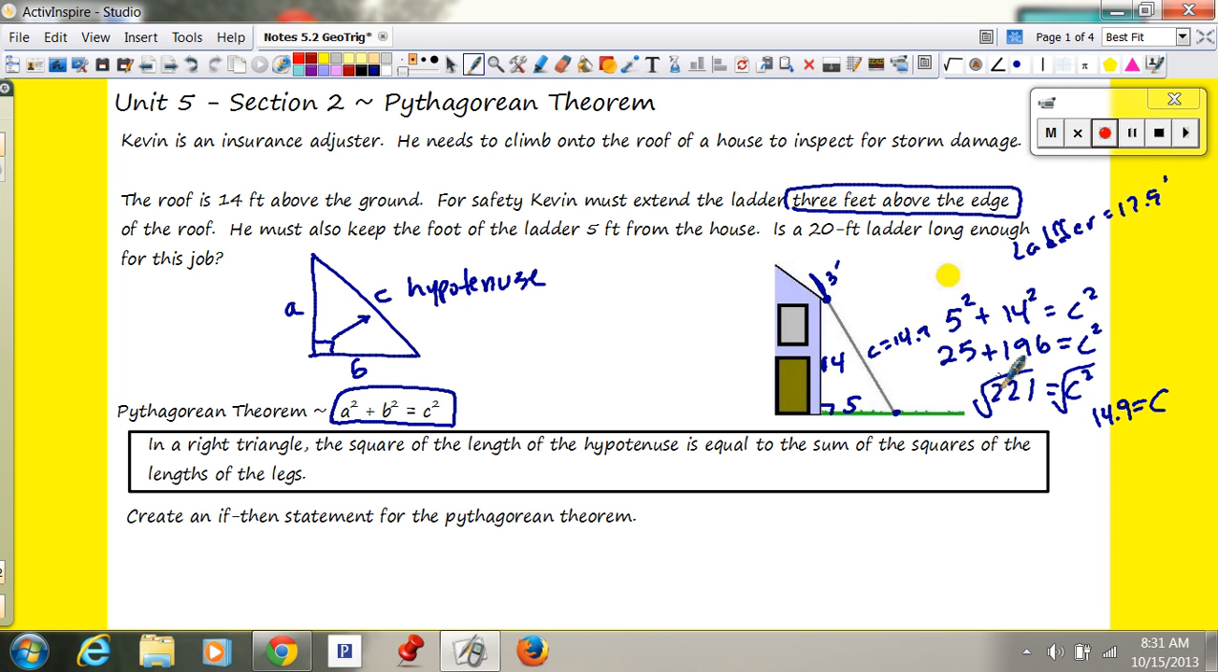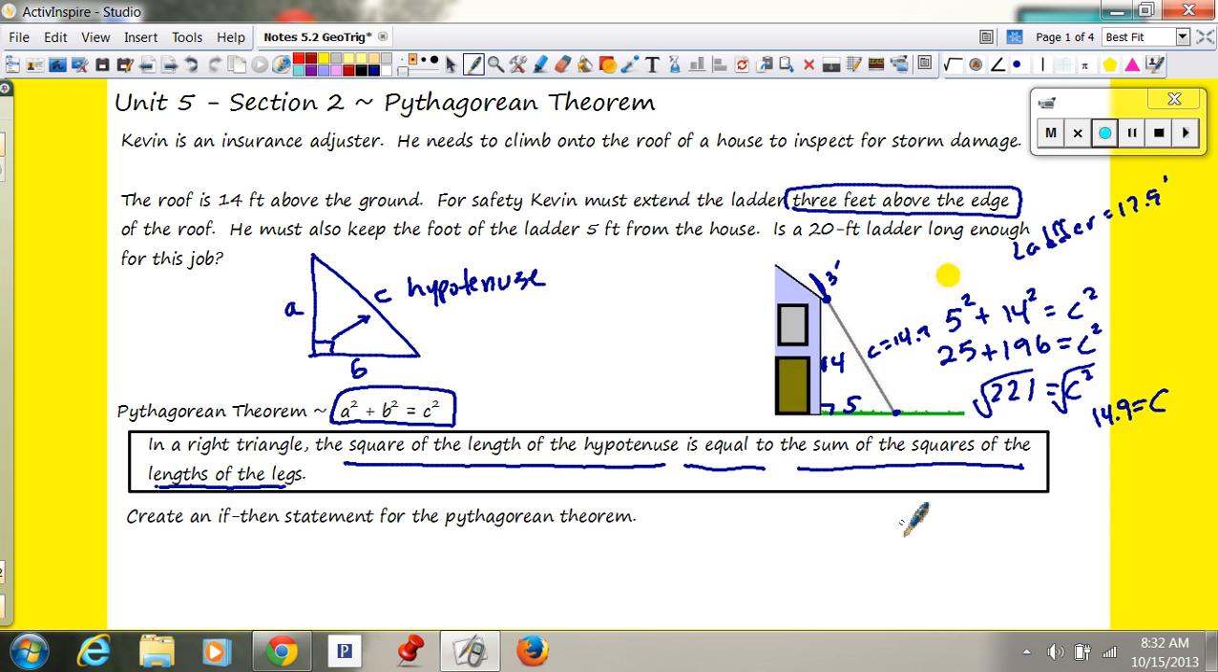Okay, so here is the exact wording on the Pythagorean theorem. In a right triangle, the square of the length of the hypotenuse is equal to the sum of the squares of the lengths of the legs. That's exactly word for word what they say in the Pythagorean theorem. The square of the length of the hypotenuse, this c squared, is equal to the sum of the squares of the two legs.